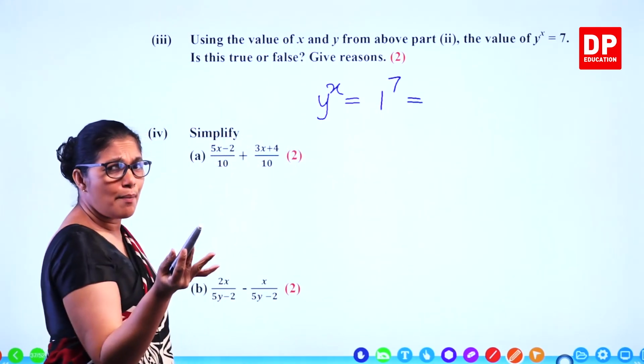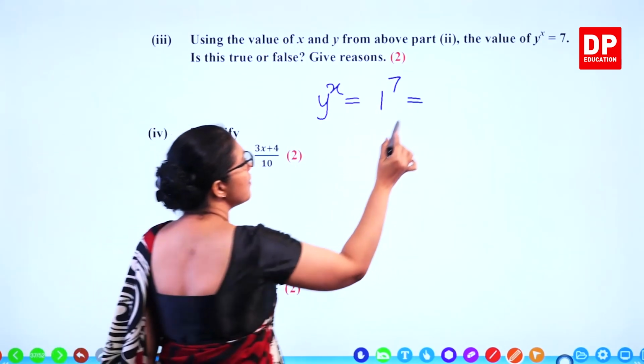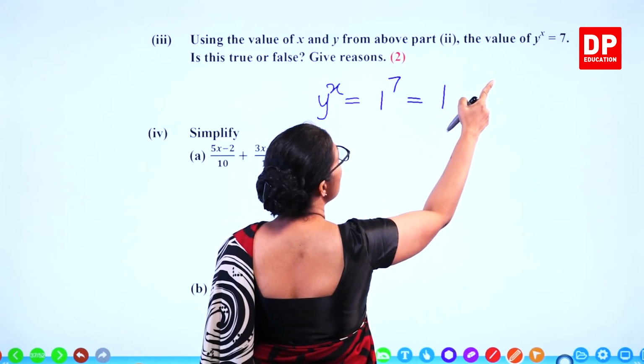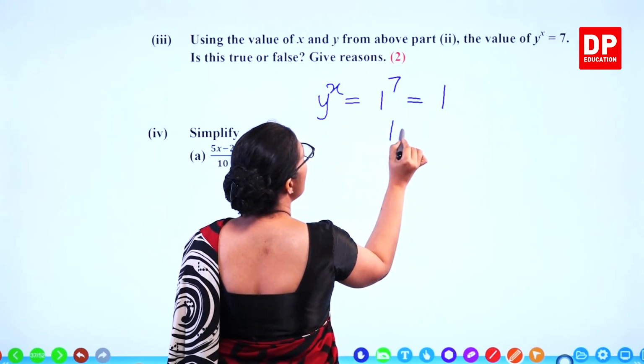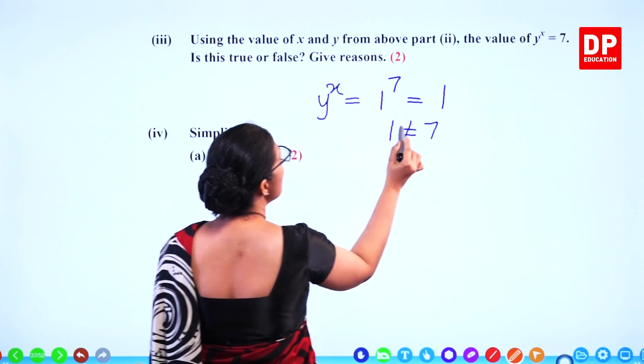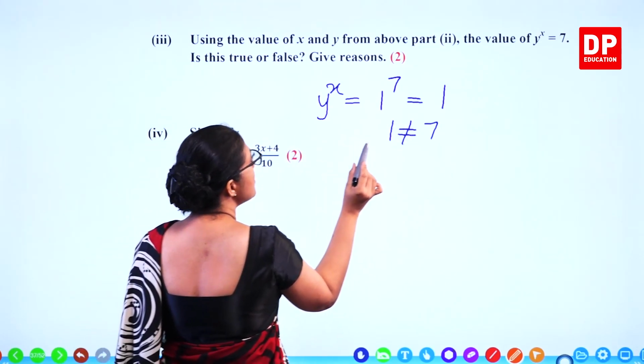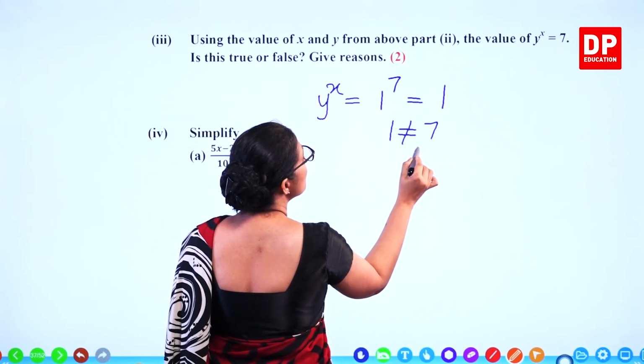1, any number of times you get 1. But it says 7. So 1 is not the same as 7. So the statement is false. So false.